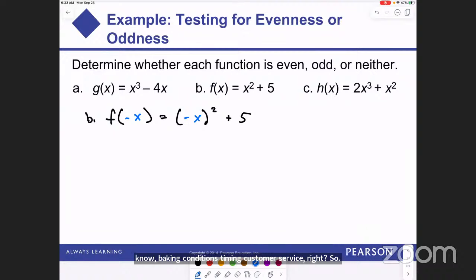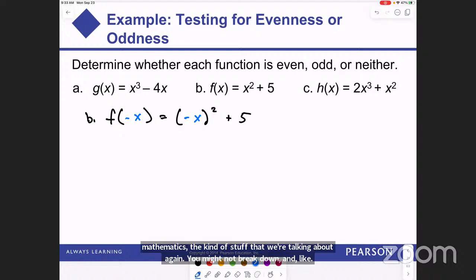Money exchange, finances, you need a treasurer or an accountant, somebody to keep track of the finances, a clerk. These are all expressions of mathematics, the kind of stuff that we're talking about. Again, you might not break down and do these kinds of calculations, but what we're talking about is inherent.